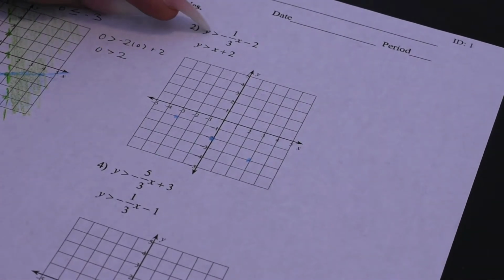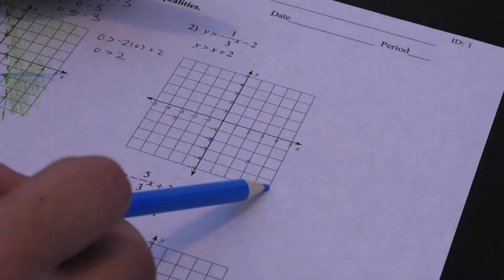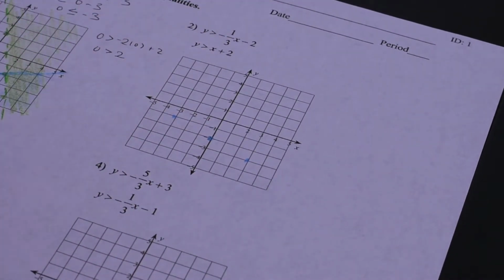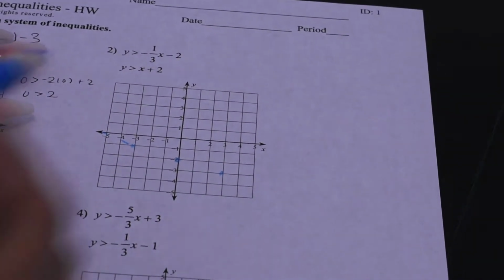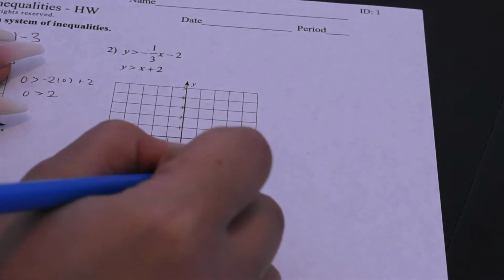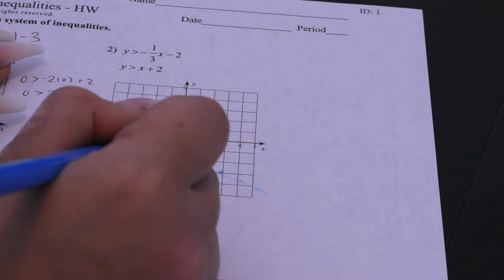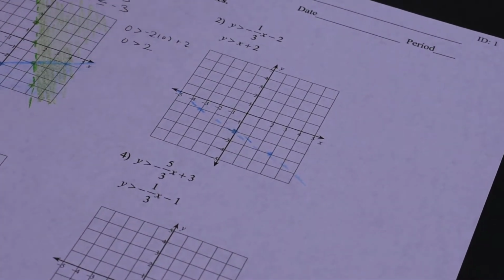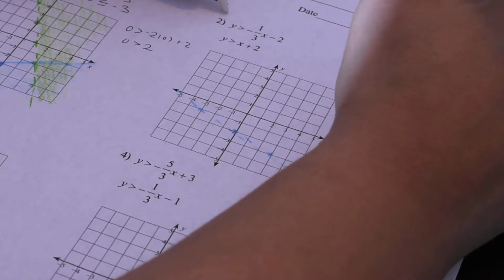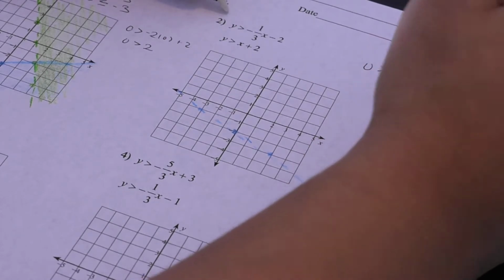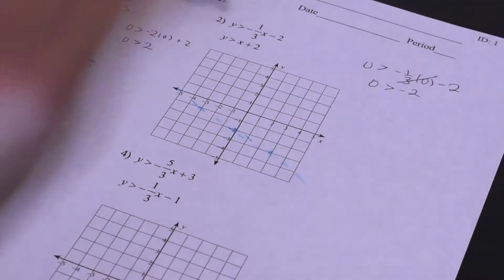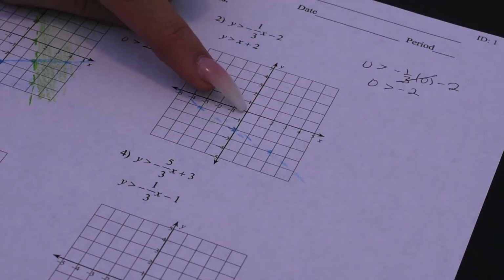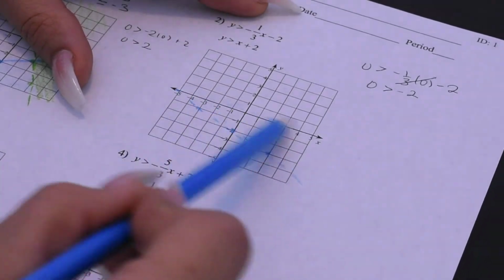I know it's going to be dash, and I know because my line is going down, my slope is negative, so I was correct. So I have to make a dash line. Can y'all see? Yeah, y'all can. That's not really straight, but it's a dash line. Now I gotta figure out what I'm going to shade. So I plug in 0, 0. 0 is greater than negative 1/3 times 0 minus 2. 0 is greater than negative 2, so I would shade the side that includes the 0, 0. So I'm shading it.